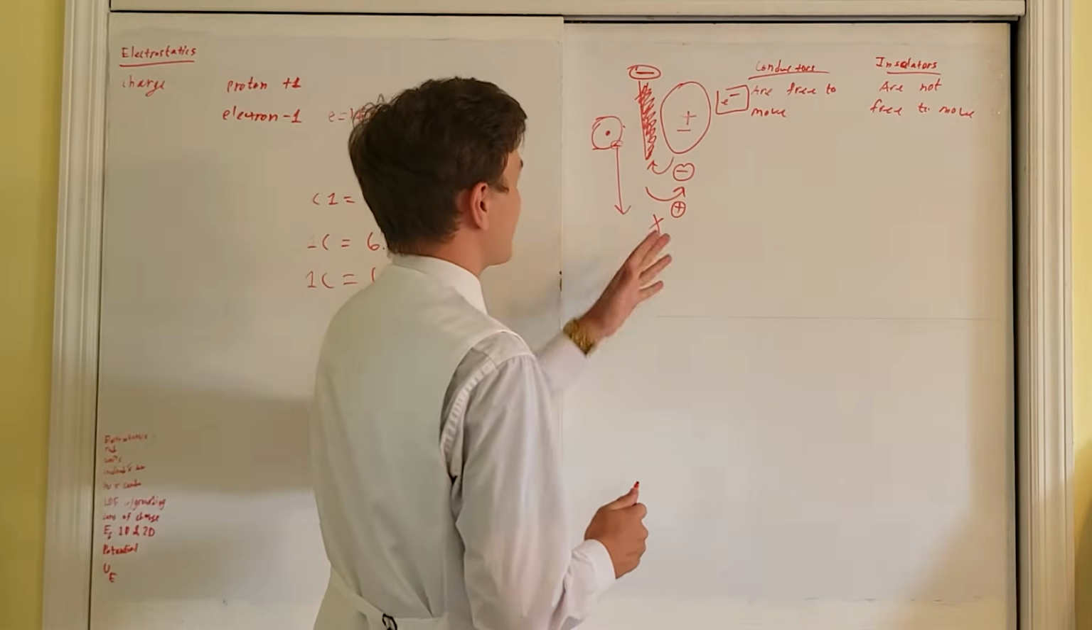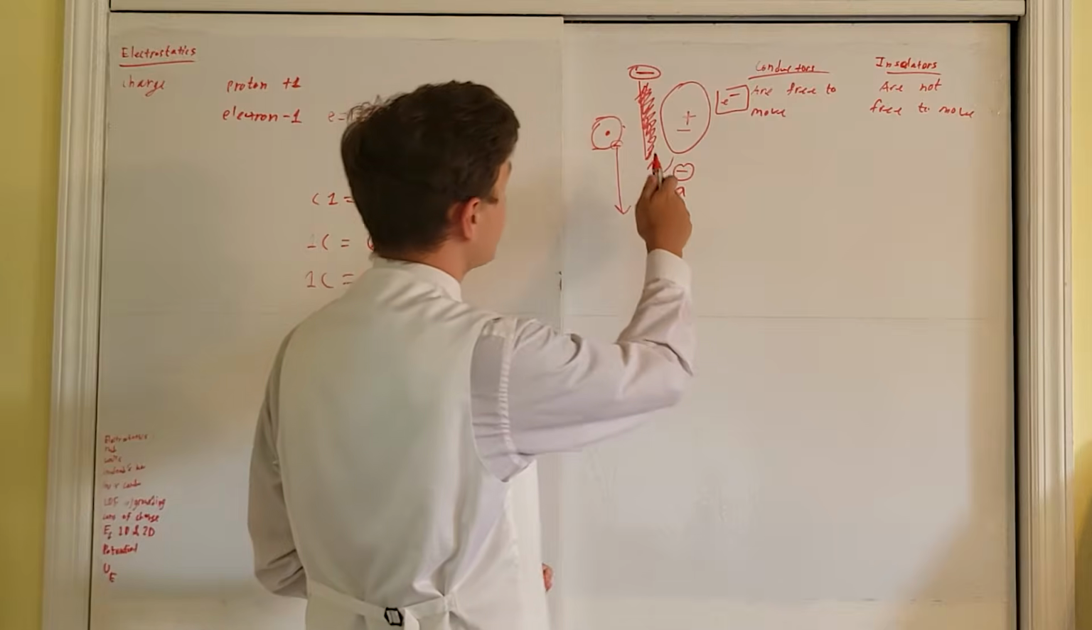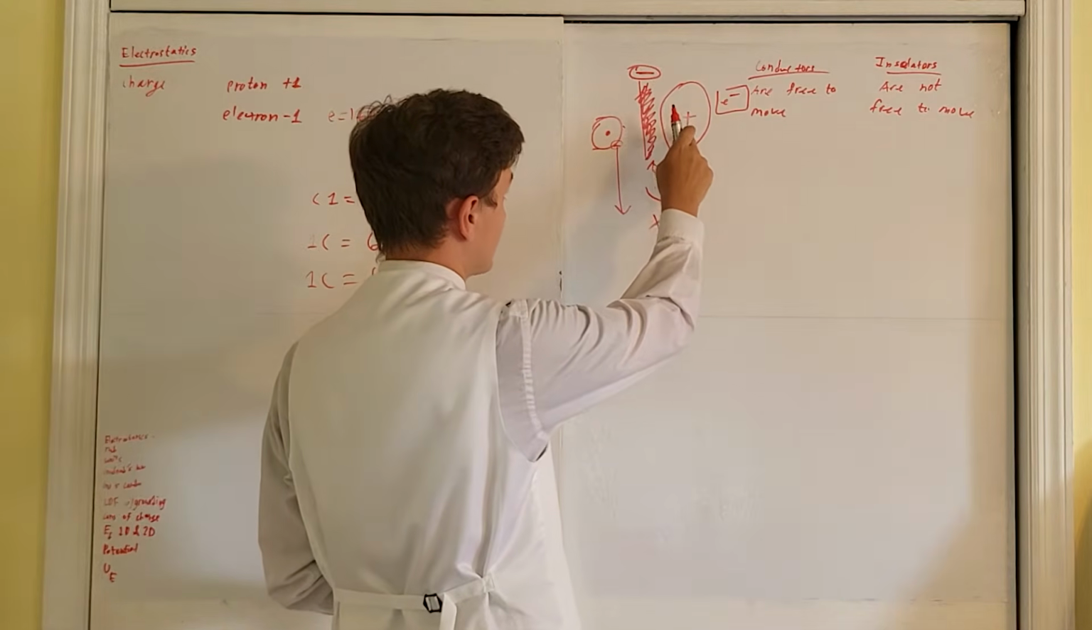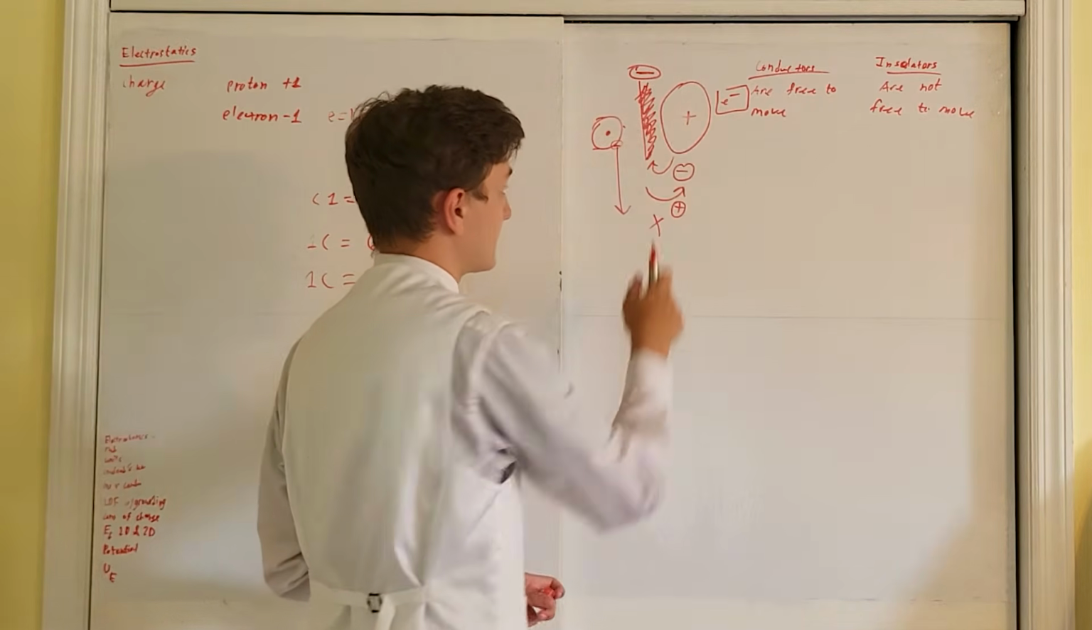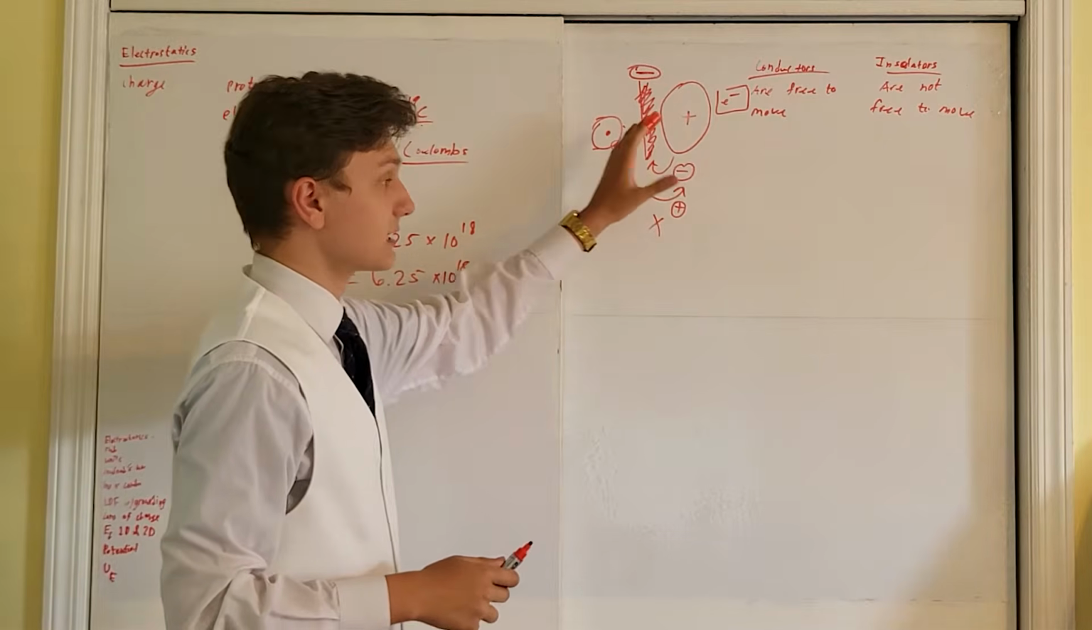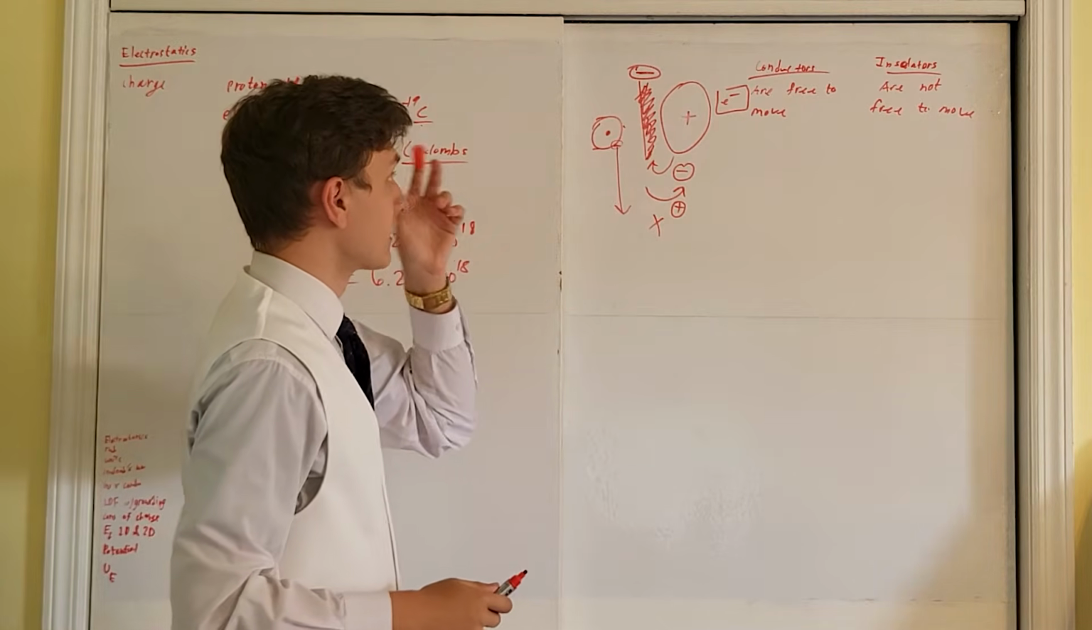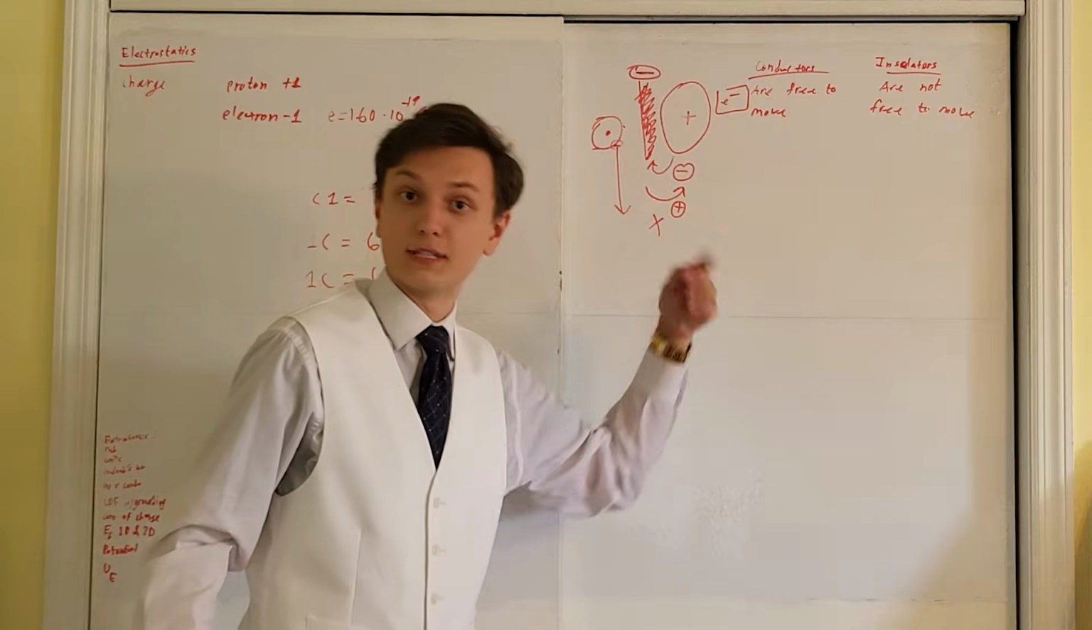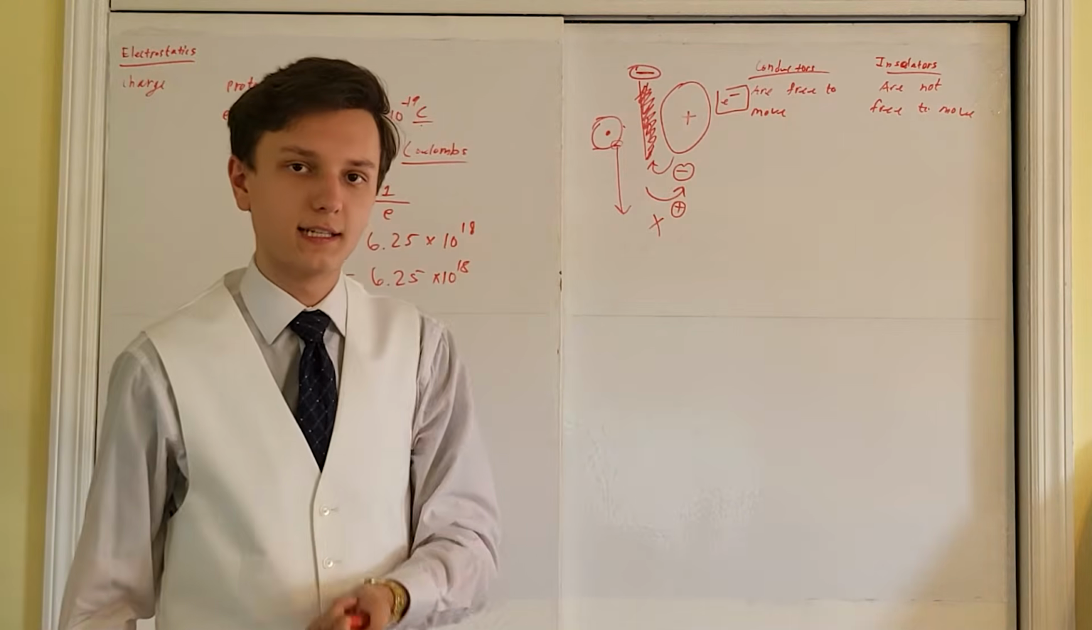Where was I? Okay, conductors and insulators. The only reason that the positive charge that is built up on the balloon is allowed to stay on the balloon is because the balloon is an insulator. And the only reason that the negative charge on your hair is allowed to stay on your hair is because your hair is an insulator.